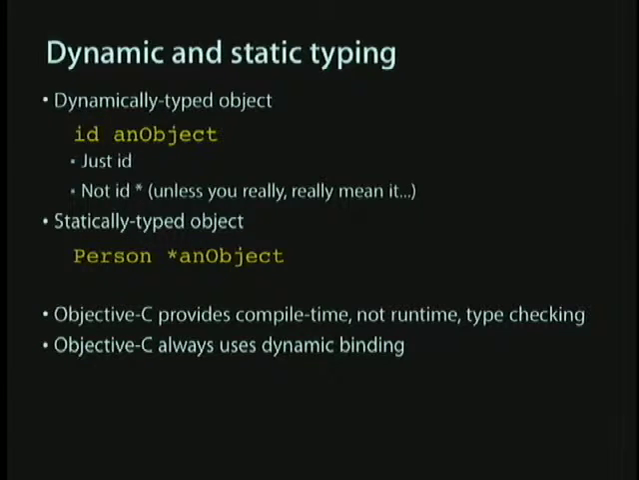So yeah, Objective-C provides compile time, not runtime type checking. At runtime, it's not going to verify that the message that you're trying to send is going to the object that you thought it was going to at compile time. There's really no verification at runtime. The only verification is if the object that you're sending a message to doesn't implement that method, well, then it's going to crash. All of the type checking is done at compile time.